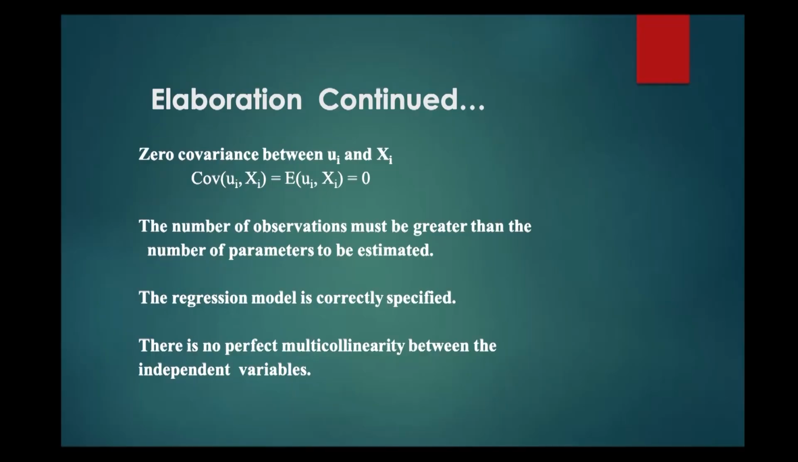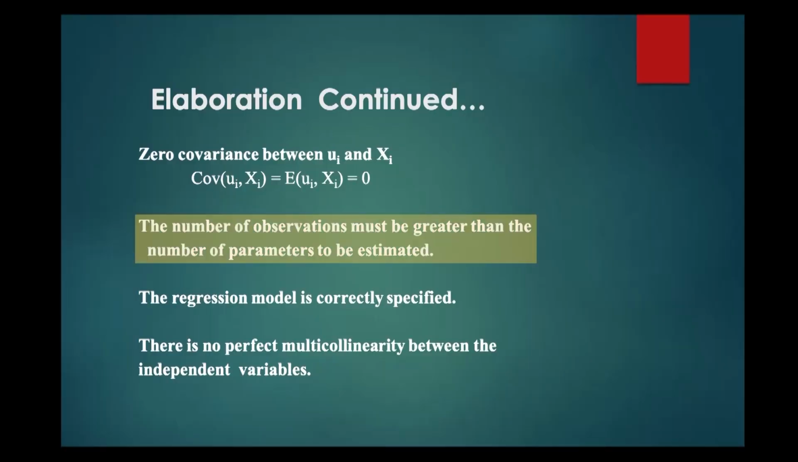Now we move on to the zero covariance between Ui and Xi. This is basically the problem which occurs in a growth equation or in panel data, where we find that there is a relationship between the error and the explanatory variable. So the covariance must always be 0 for OLS to apply. Otherwise, there will be a problem of endogeneity in the entire data set.